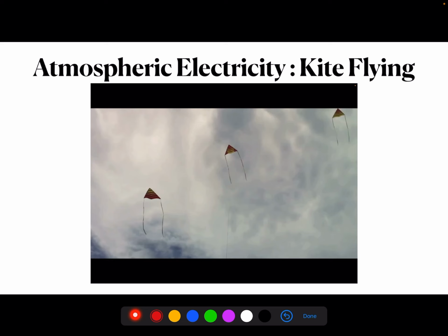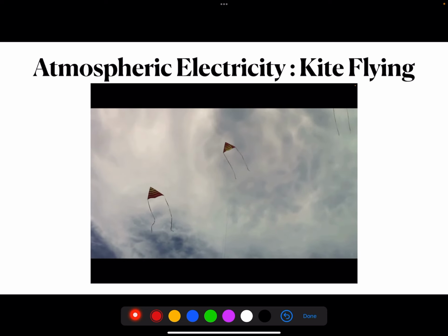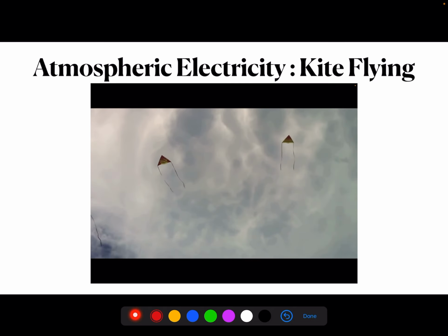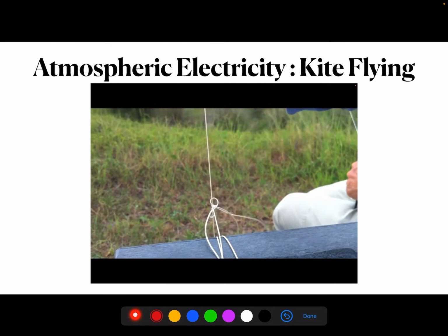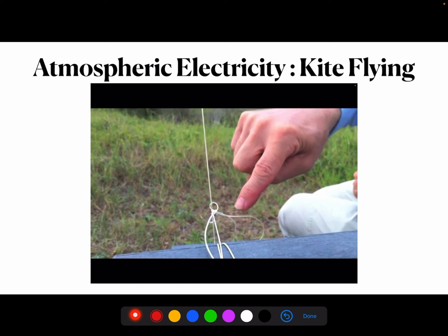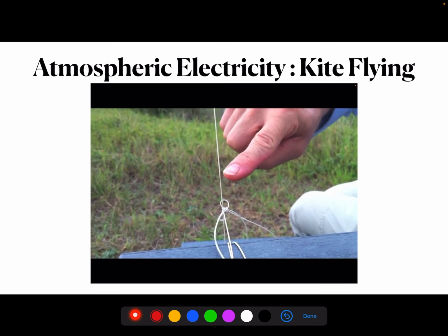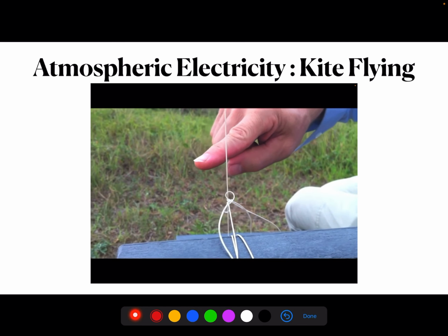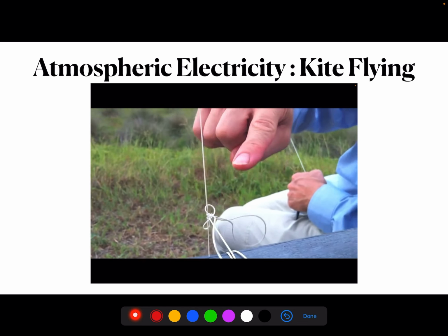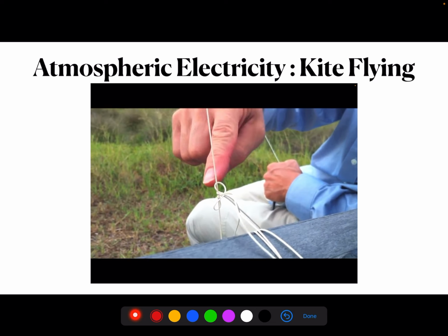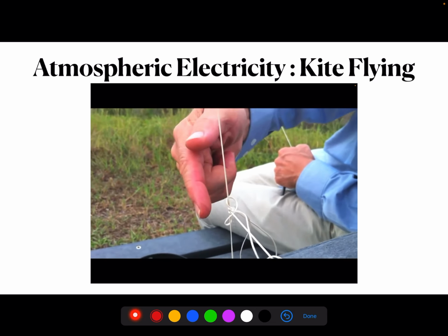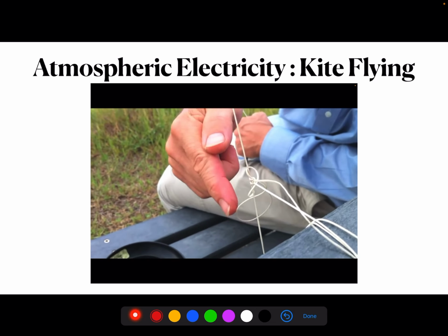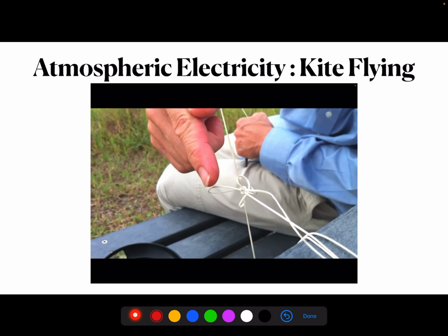But we do know atmospheric electricity is real, of course. So forget these details. I mean, this is a real effect. You can see these guys are flying a kite and they're interacting with the string. Watch the string going up. Look at the side. Look from the side. So this string, of course, has a static charge on it.